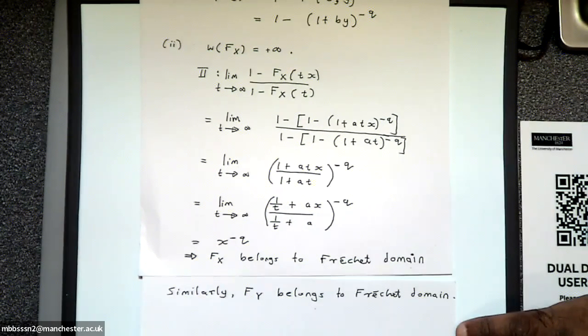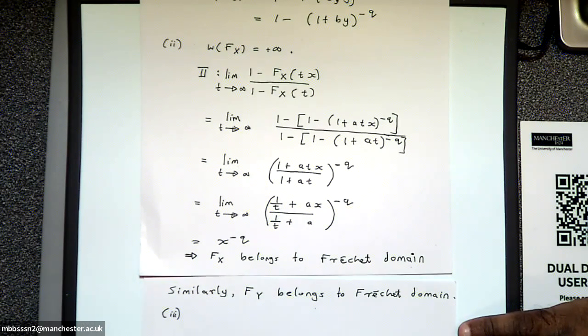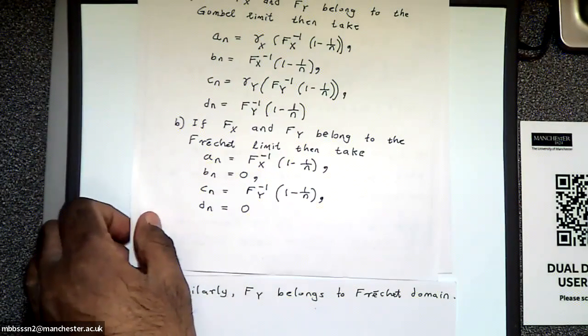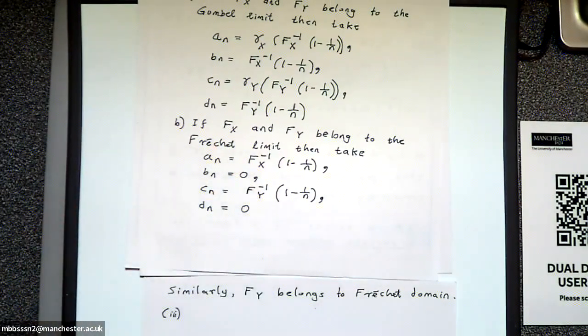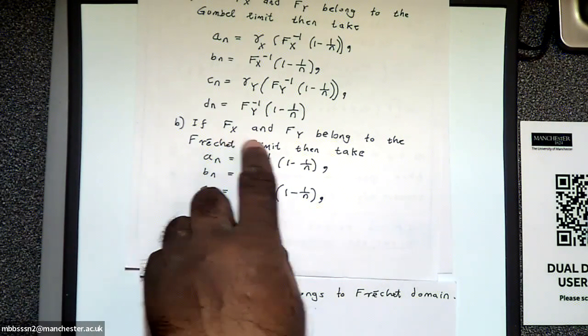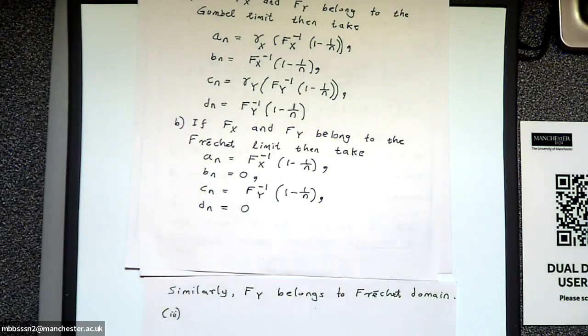Okay. All right, so we're done with step number 2. Now, step number 3 is to determine the constants a and b and c and d. So if I go back, these are the formulas I gave you earlier, for a and b and c and d, when fx and fy belong to the Fréchet domain.